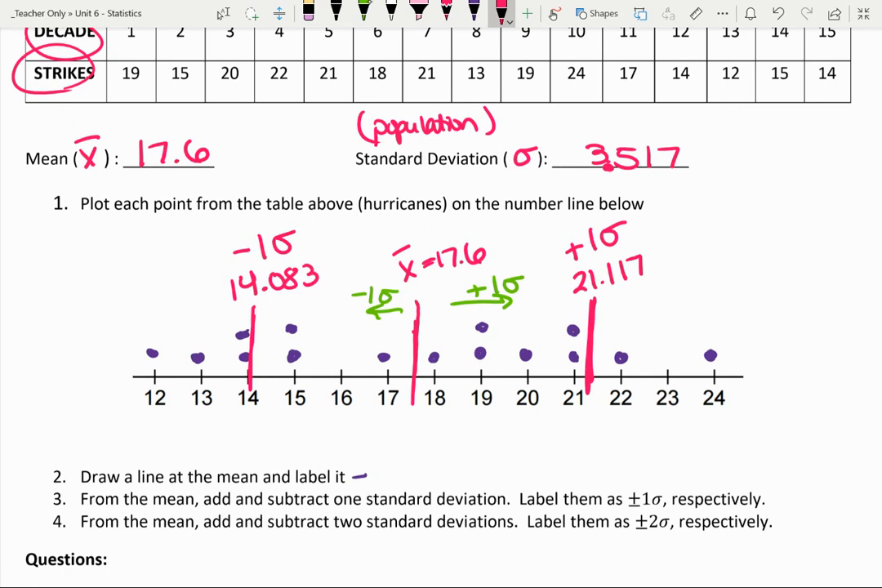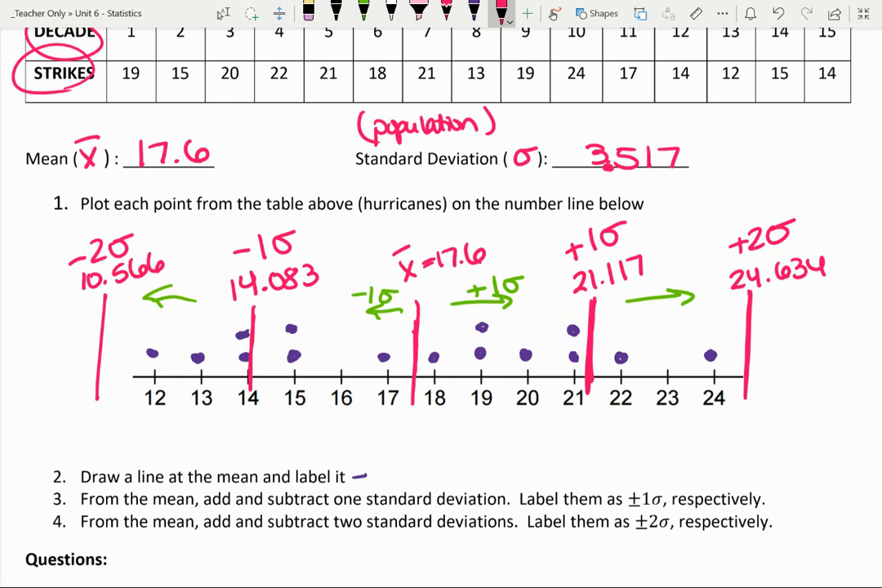And then we're going to do it again. We're going to go one step further, and now we're going to have a second standard deviation in both directions there. So I can go from my plus 1 standard deviation to get my plus 2 standard deviations, which in this case would be 24.634. And then going back, another standard deviation gets me to 10.566.